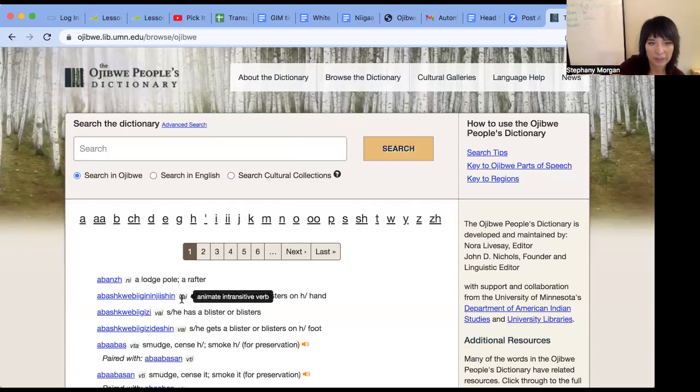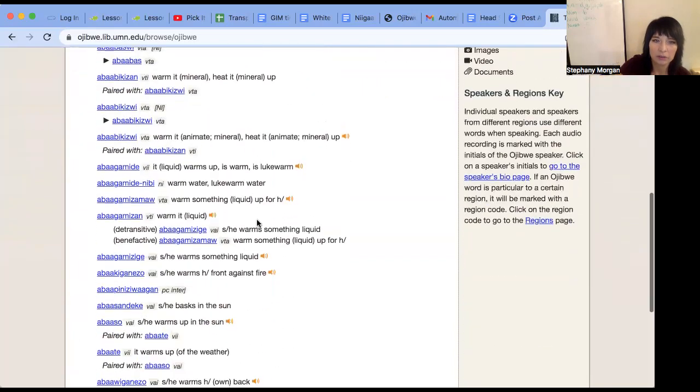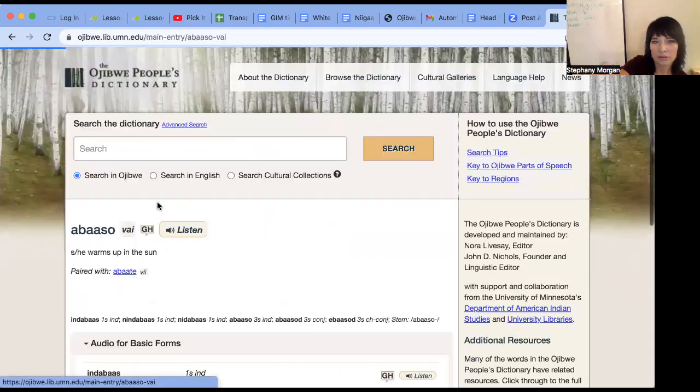There's a VAI. Oh, he or she gets blisters. See how he or she is built into the word. And then it's happening currently in the present tense. And our verb type is right there, animate intransitive verb. If you want, you can go to the dictionary and browse it and then find some VAI verbs, such as abaso, she warms up in the sun, and then practice what we just did.